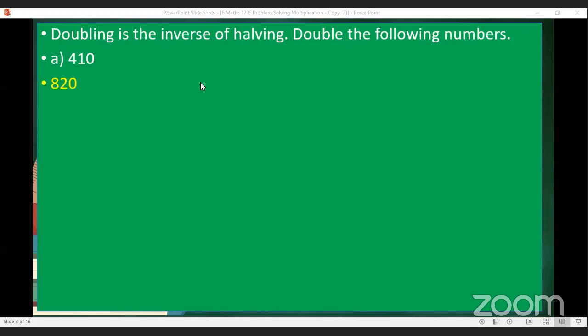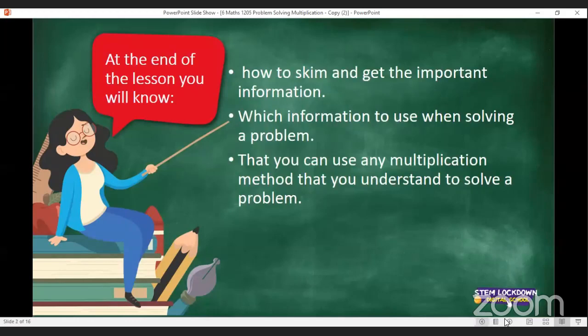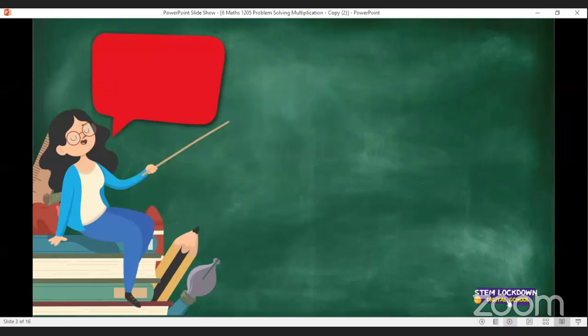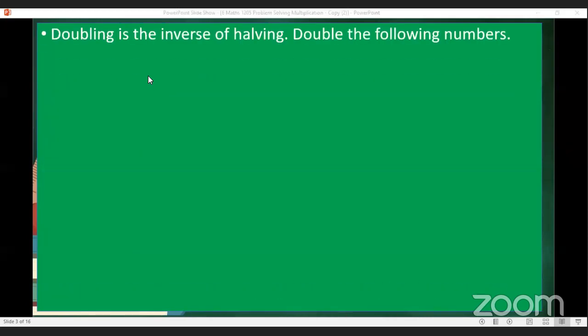Okay. So doubling is the inverse of halving, and inverse means opposite. So doubling is the opposite of halving. And I wanted to show you this method that will work easier for you when you are doubling. Okay, so the first number that we have is 410.